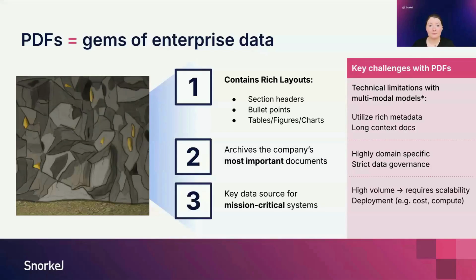Finally, there's a high performance bar. As I said, often your PDFs are mission critical systems, and that means these models are going to require high compute performance. You're going to need scalability, and you need to factor in things like cost efficiency. And that makes this process even more demanding.